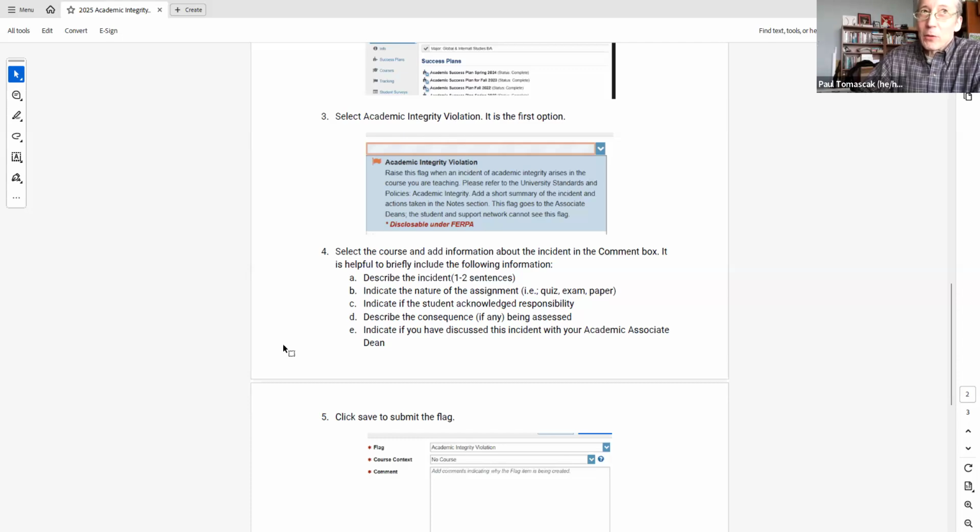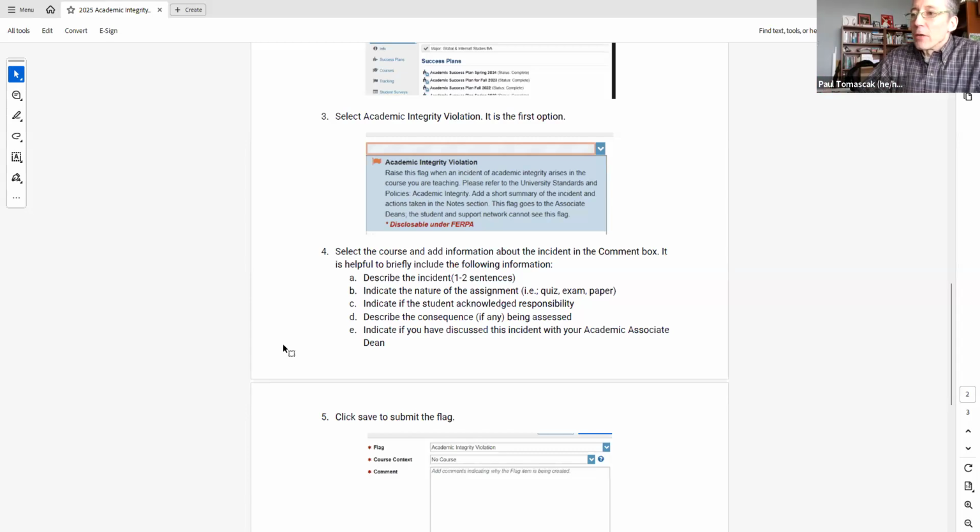Not that this necessarily changes anything, but from our standpoint, when it comes to appeals or anything else, it's good to see what the nature of the conversation has been with the student, and in particular, whether the student has acknowledged anything.